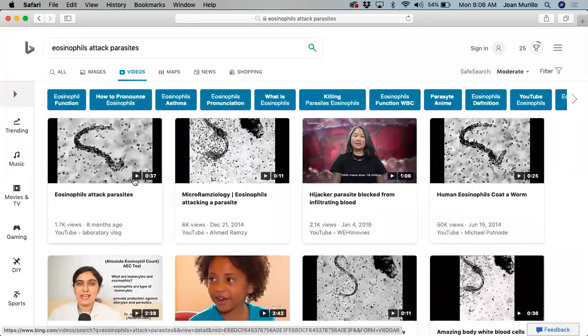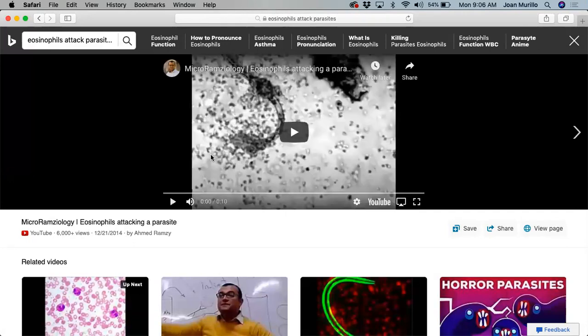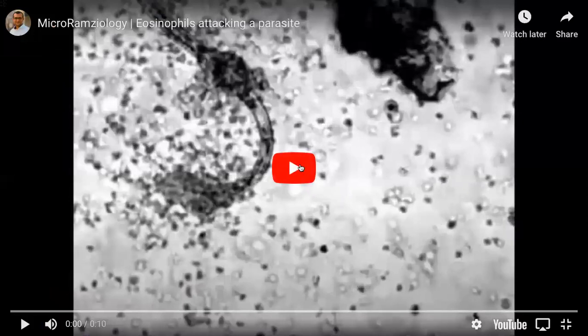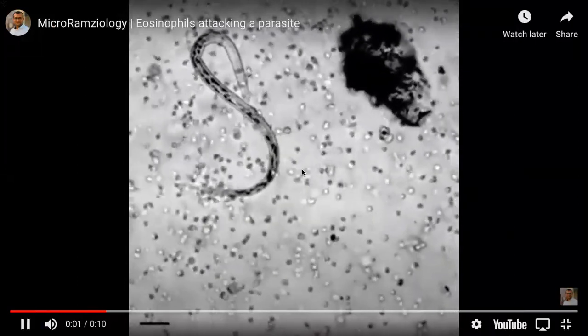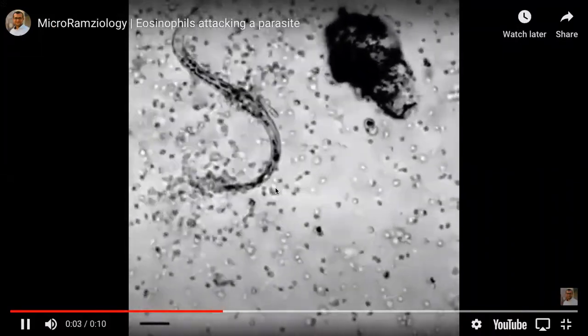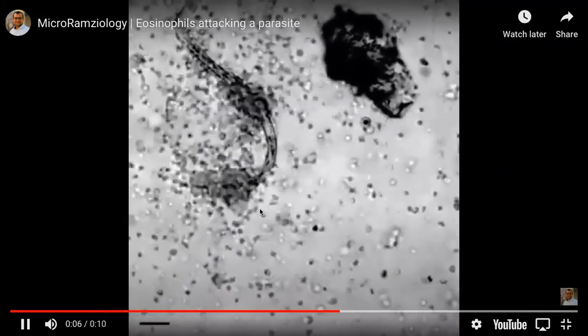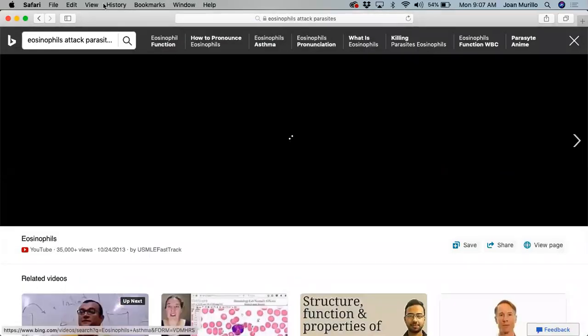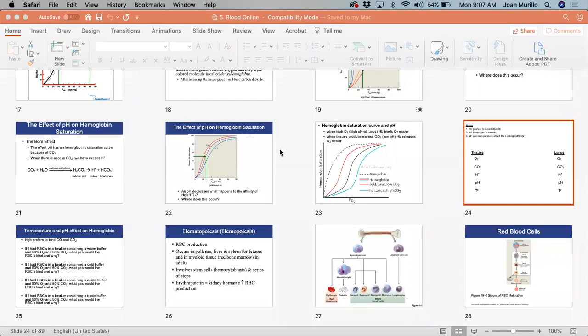And so here is a video of eosinophils attacking. It's actually C. elegans, but it's the same type of idea. It's a research worm. Okay, so let's take a look. So here are all of the eosinophils, and bam, they're going after that worm. All right, so that's what they do to parasites. Okay, pretty cool.